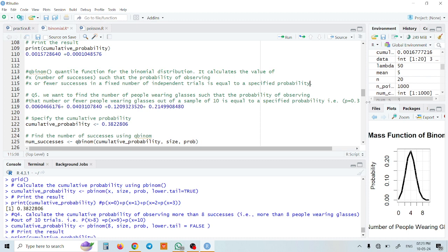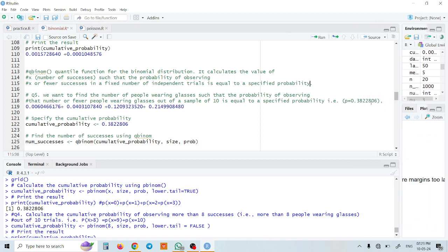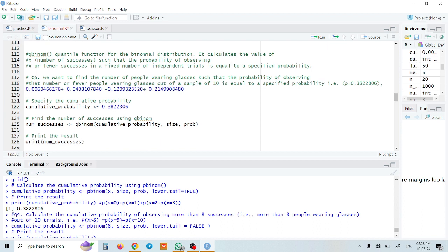Let's say p is equal to 0.38. This answer we already know, that's why we are giving this. This is the probability when x is equal to 0 plus 1 plus 2 plus 3, so this is the cumulative probability. Now if you use the qbinom function and give the cumulative probability, it will return x as 3.